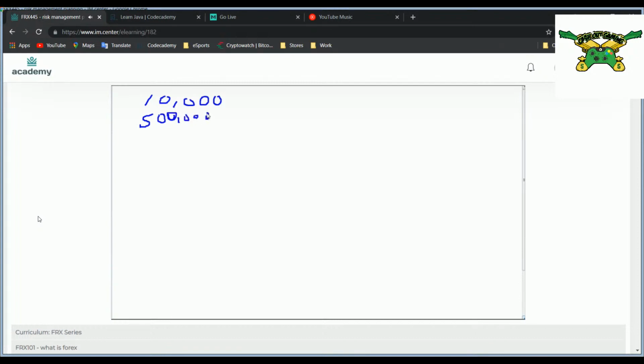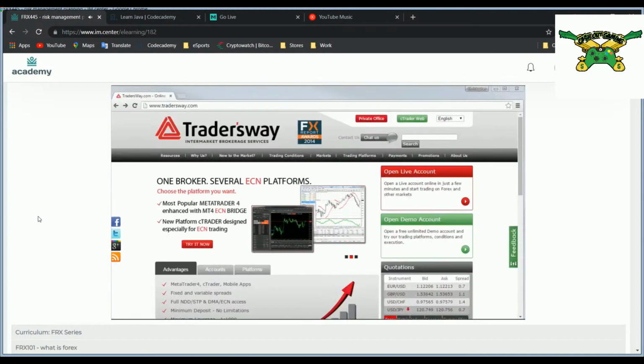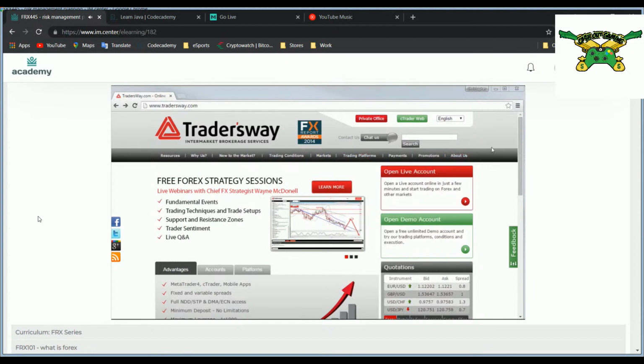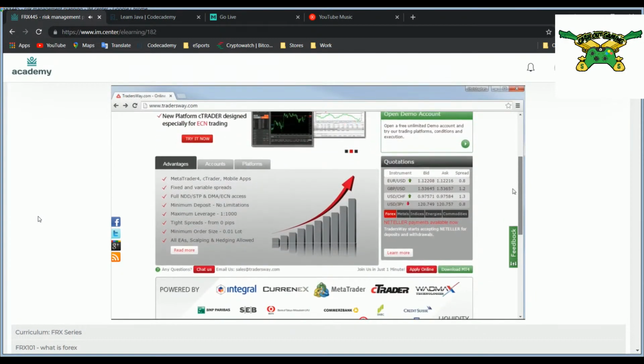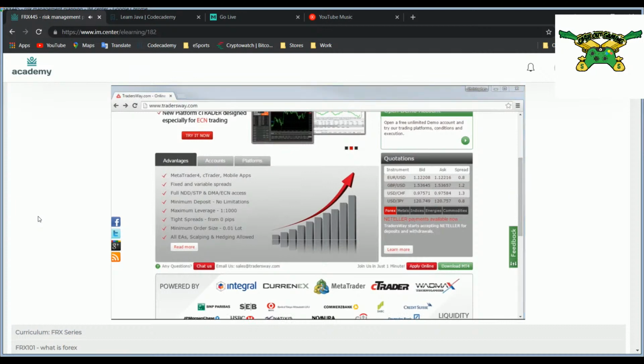I know some of you are probably thinking, oh, I can go to this company and get all this leverage. Let me show you something. I'll use this company for an example, and this is a great company, Traders Way. A lot of traders use them. They have great leverage, and leverage should be respected. I'm going to get into an example of how to maximize yourself with leverage, but you want to respect it.